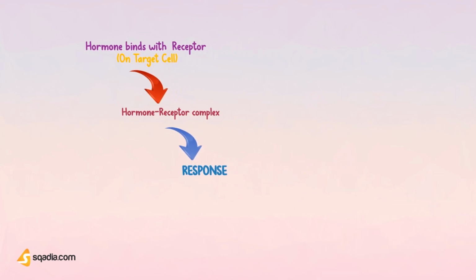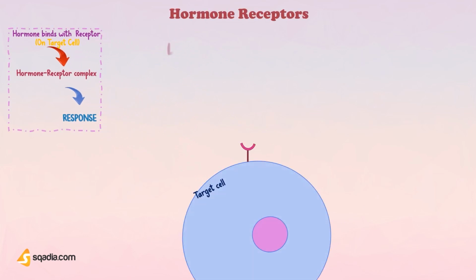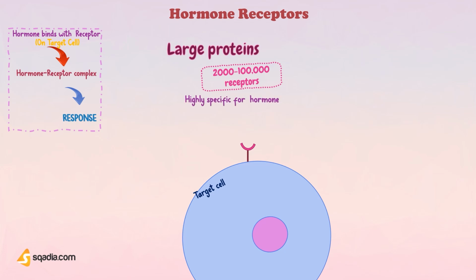But what are hormone receptors? Yes, you might be familiar. Hormone receptors are large proteins, and each cell that is to be stimulated usually has some 2,000 to 100,000 receptors. Also, each receptor is usually highly specific for a single hormone, which determines the type of hormone that will act on a particular tissue.